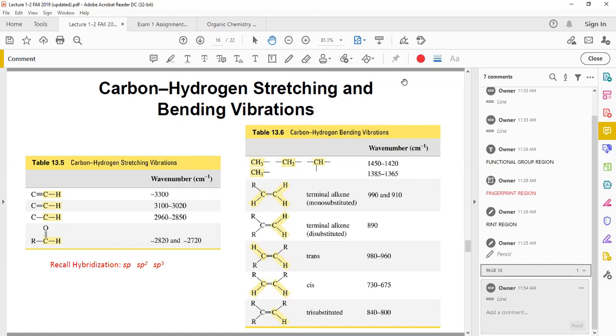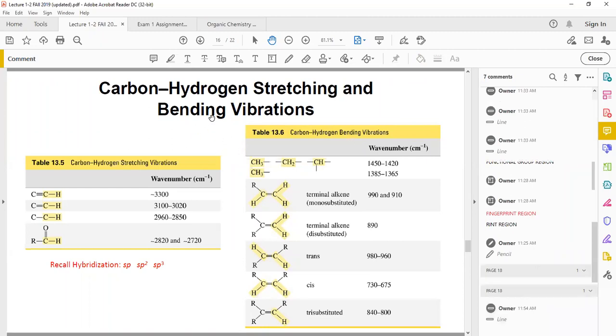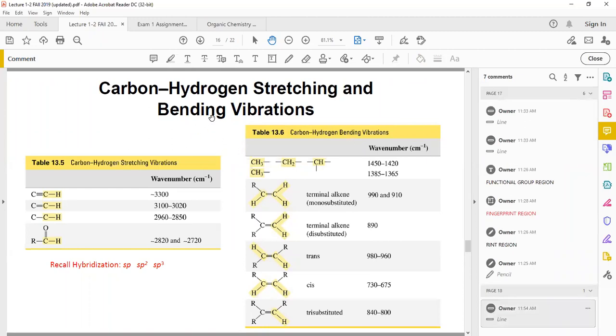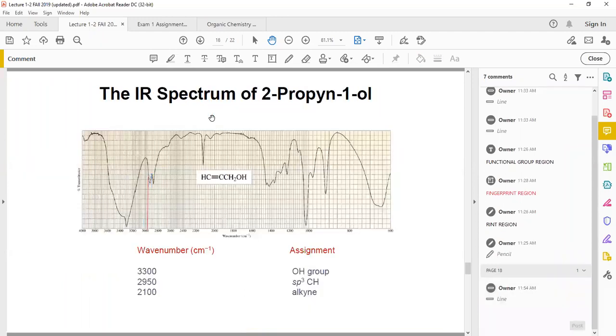Okay, this is in the A16, which has the most complete tables. But if you look in chapter 13, they have more.